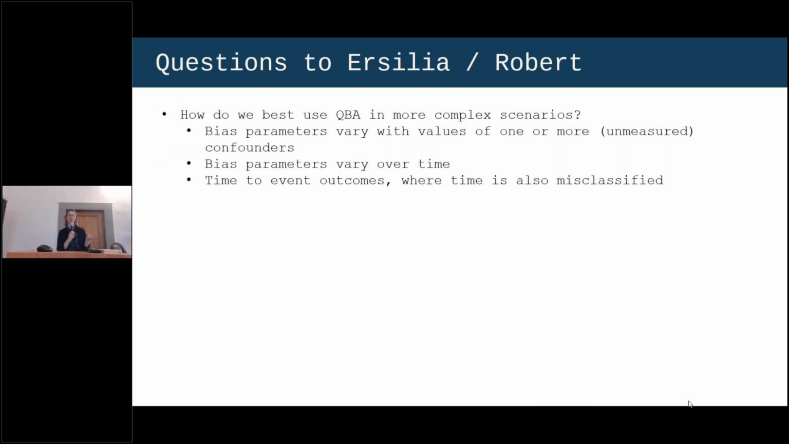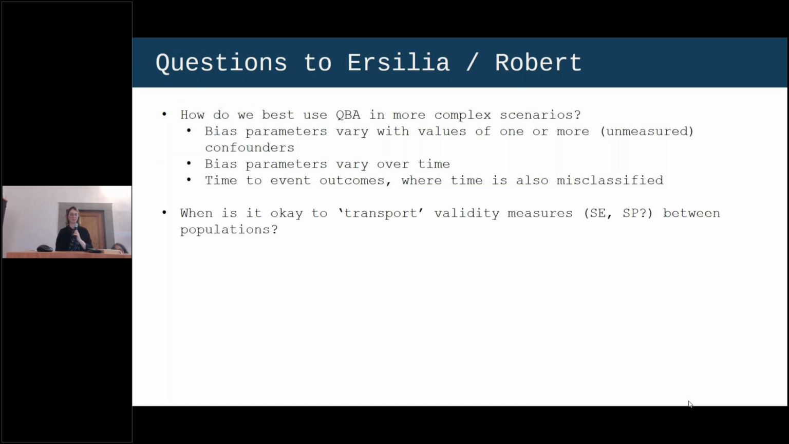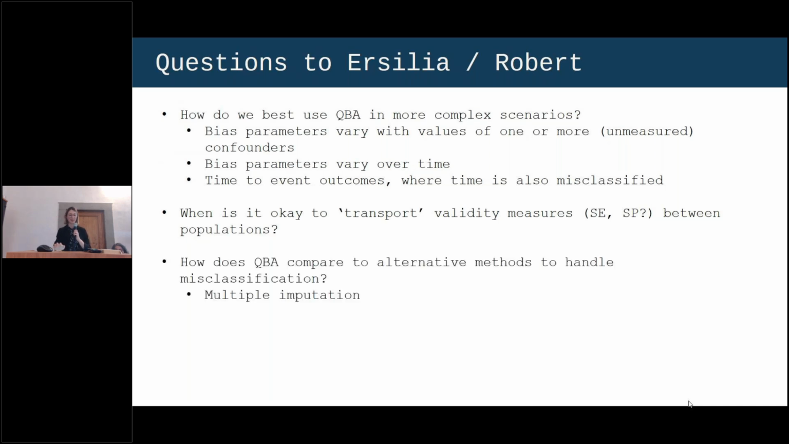And something we've been wondering is, how do you move to more complex scenarios? So what if your bias parameters are varying with confounders? What if they vary over time, which most probably they were in our scenario, and we ignored that. And we've also heard about this delay issue or time to event outcomes. So we assumed just the cause was misclassified, but what if we'd been looking at COVID tests? Then probably the recording time of that might also be misclassified. We've also spoken a bit about transportability methods, when you might be able to transport sensitivity and specificity. I think there's been some really exciting work in that space, and I think it would be really nice to see more applications of those methods here.